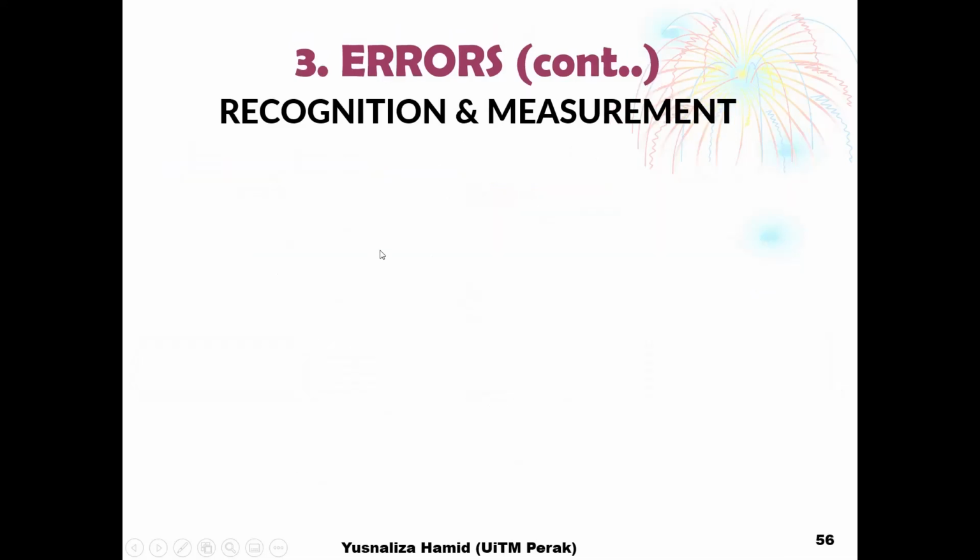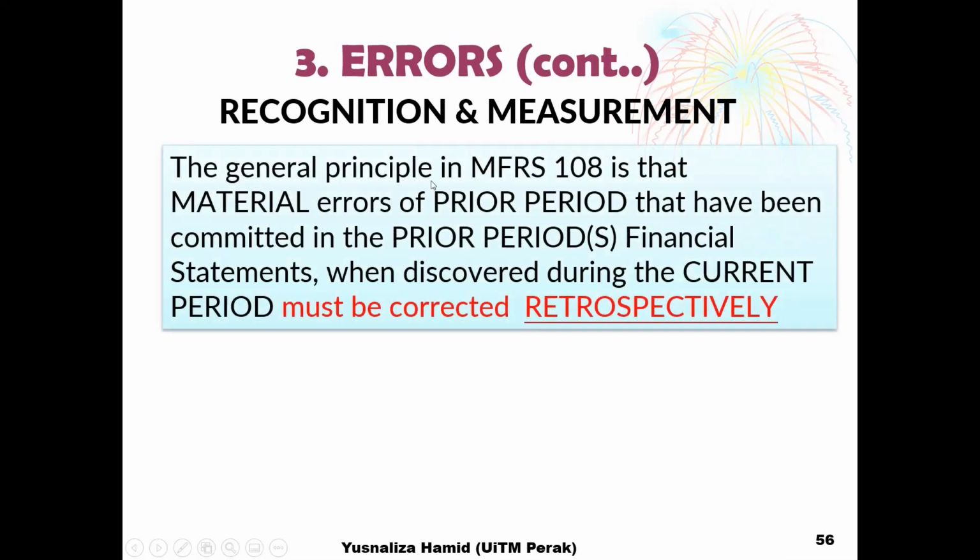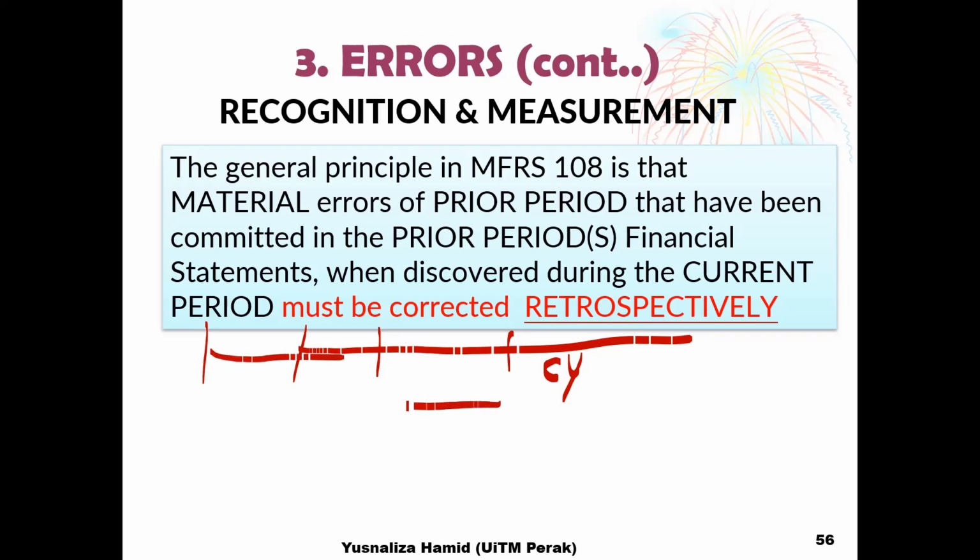retrospectively. So the general principle in MFRS 108 is that material errors in the prior period that have been committed in prior periods, if you discover them, must be corrected retrospectively. So if this is the current year and the error took place for several years, you need to do the correction for those several years. Year 1, year 2, year 3, and let's say year 4 is your current year. In the prior years, all the correction must be made.